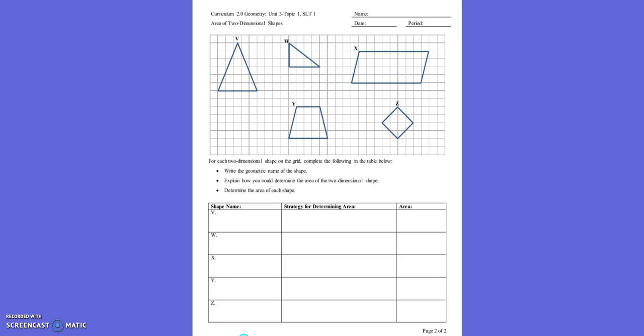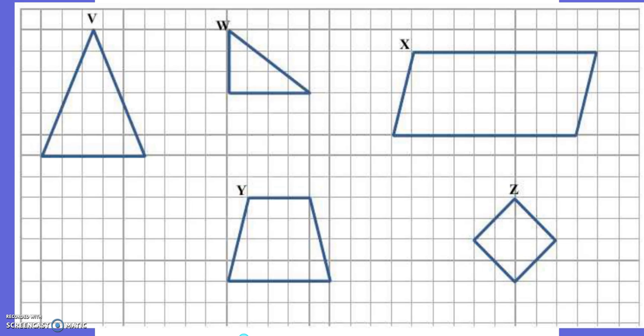This first document is going to be a place for us to record our formulas. On this document, you can see 5 basic shapes that we need to be able to determine the perimeter and the area of. So we have triangles, both isosceles triangles and right triangles, a parallelogram, a trapezoid, and a square. So let's start with the triangle.